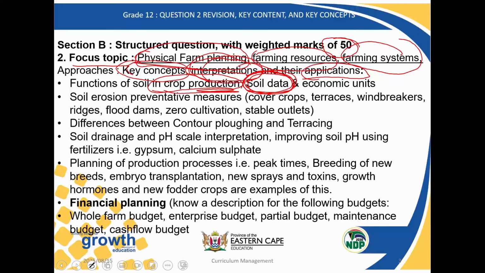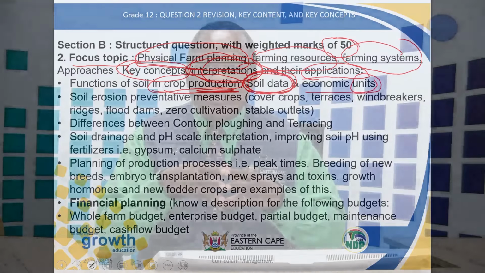We should be able to understand, go back to your notes, go back to your study guides, and look at these functions of soil, as well as with the knowledge and understanding of soil data, you should be able to make sure that your production units are economical. So you should be in a position to utilize the soil in a manner that will promote and maximize productivity. Soil is susceptible to soil erosion.